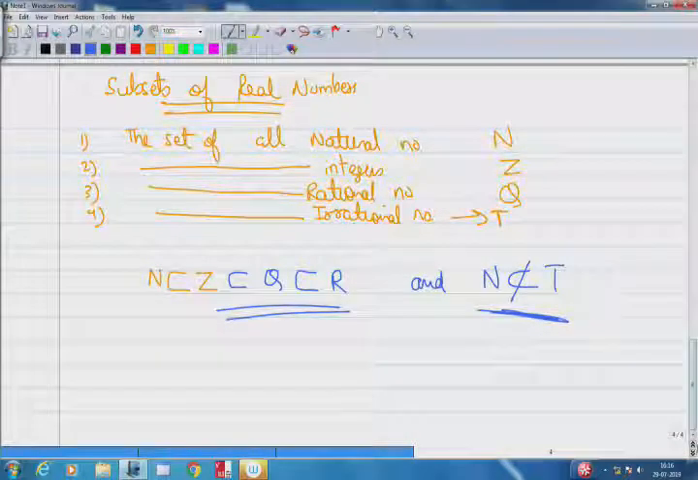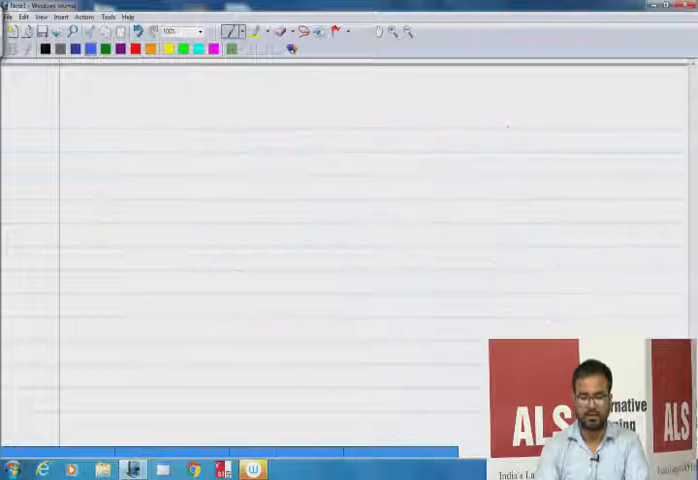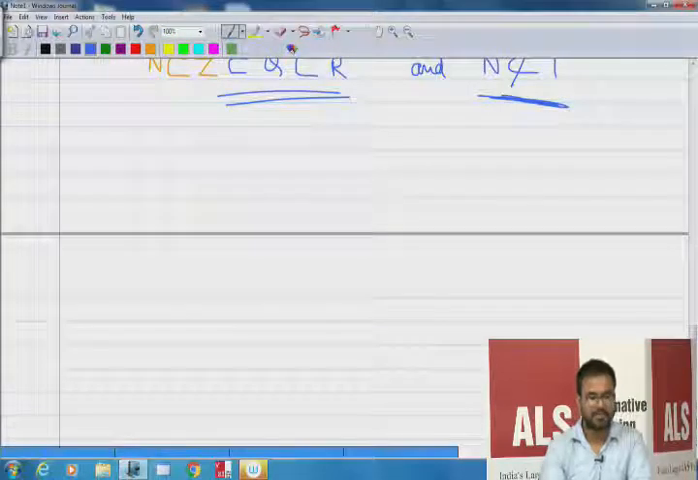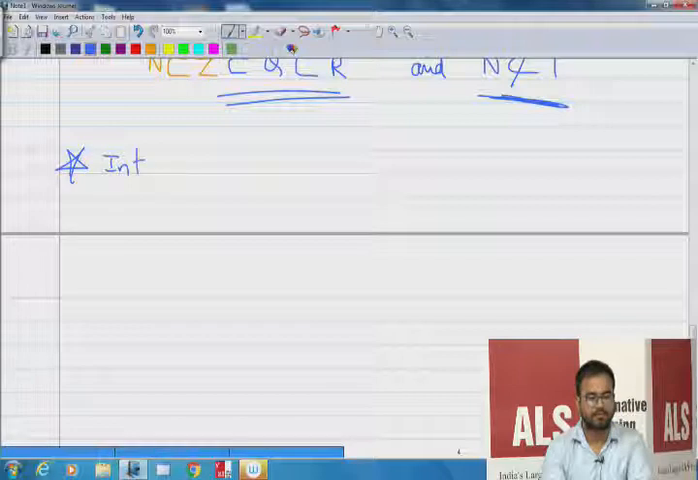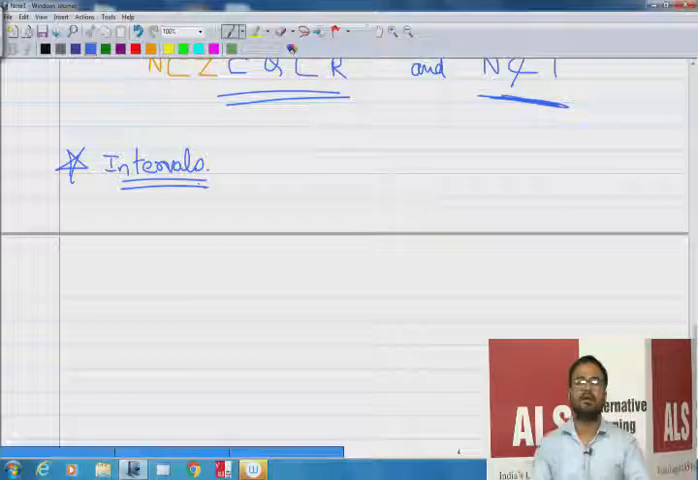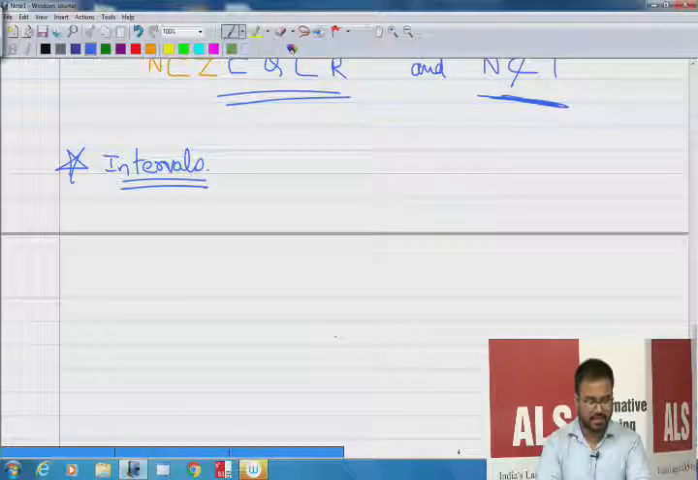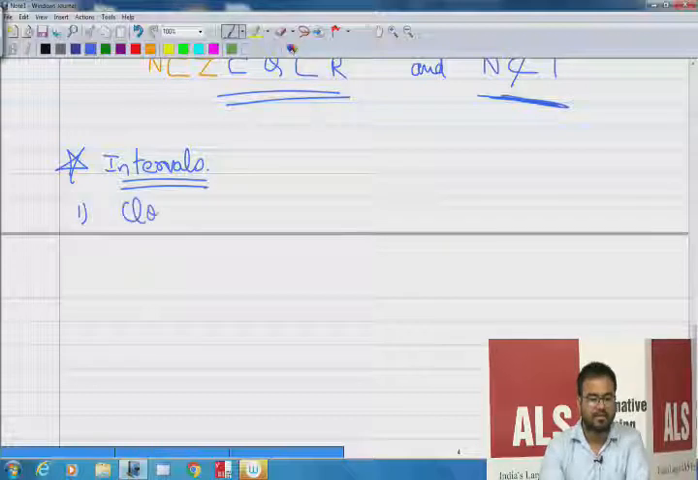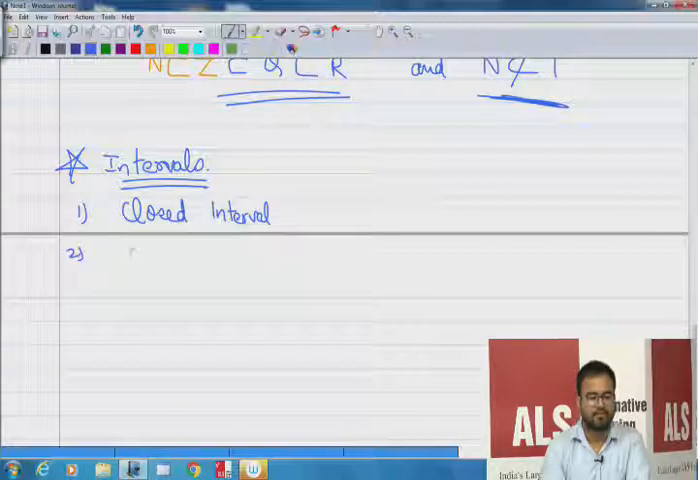Now, after this, we have the topic of intervals. How we can write numbers in the interval form. To write a number in the interval form, there are three types of interval. One is the closed interval, one is the open interval, and one is the semi-open or semi-closed.